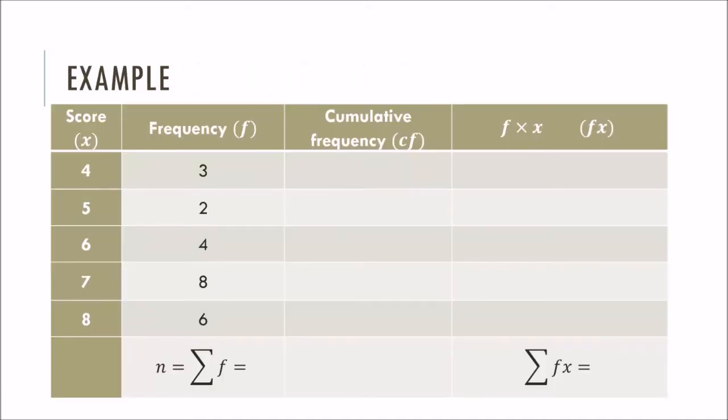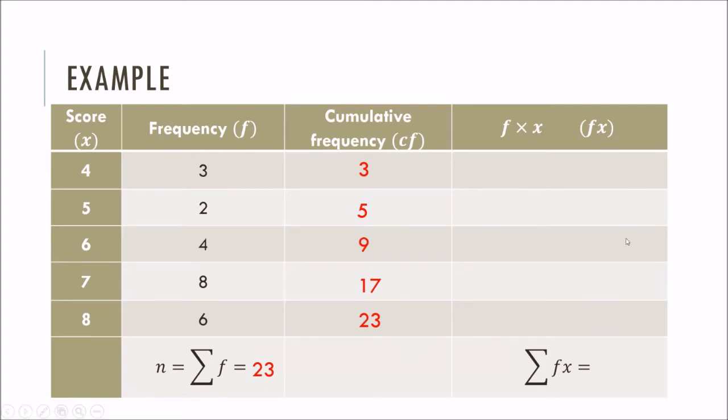So what that looks like, here we have our frequency table. We have our scores and we have the frequency of those scores. We add up all of these frequencies, that gives us a total number of scores of 23. We then do our cumulative frequency. Our first one is just 3, and then we add 3 to 2, which gives us 5, then 9, 17, 23. So the bottom of our frequency column and the bottom of our cumulative frequency column should be the same number.